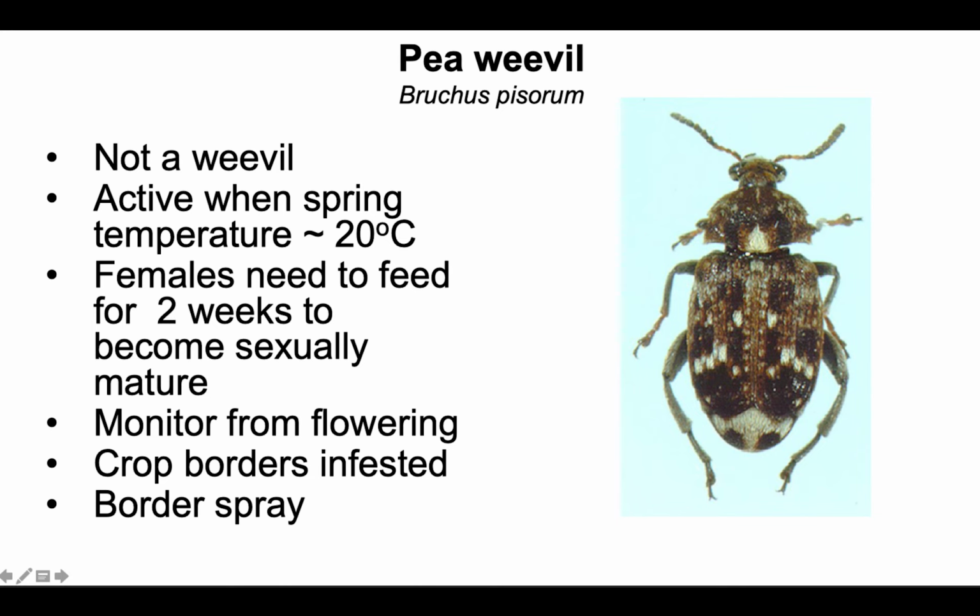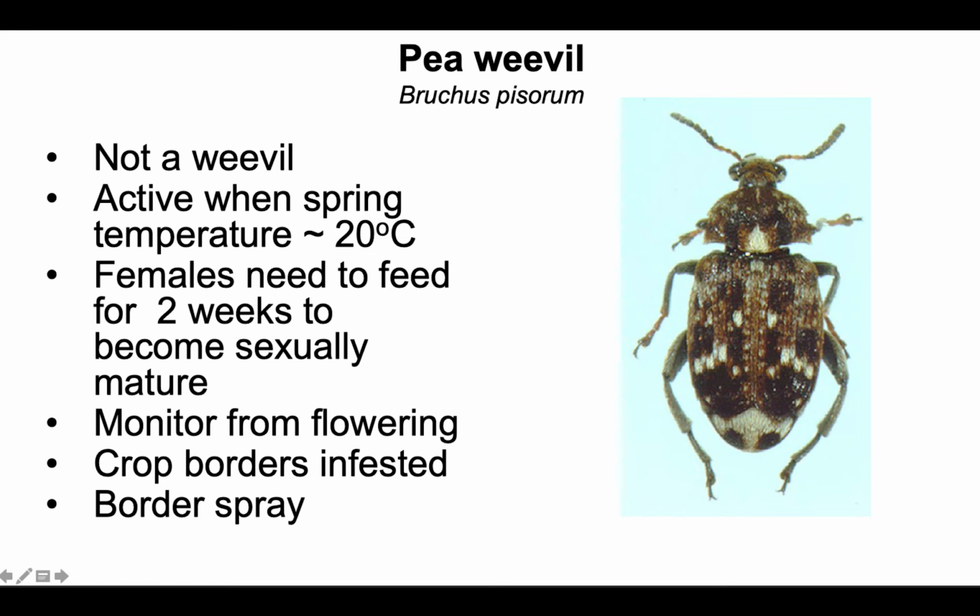If peas haven't been grown in the landscape for many years, it doesn't mean that you don't have pea weevil. Usually they'll infest close to where previous crops have grown, but they can fly in, because it does depend on what's happening in your landscape. So monitor for pea weevil if you are growing peas.